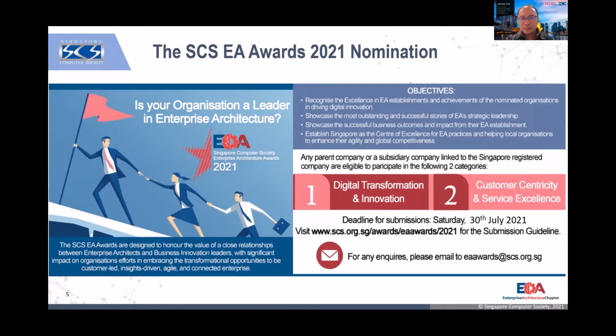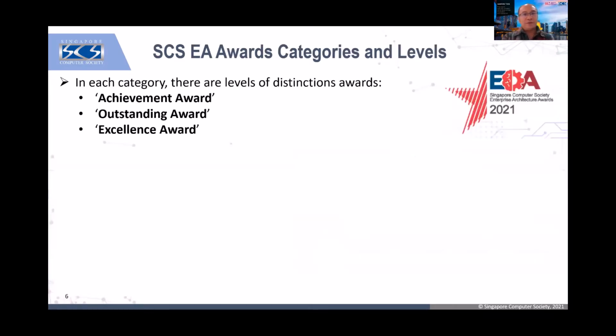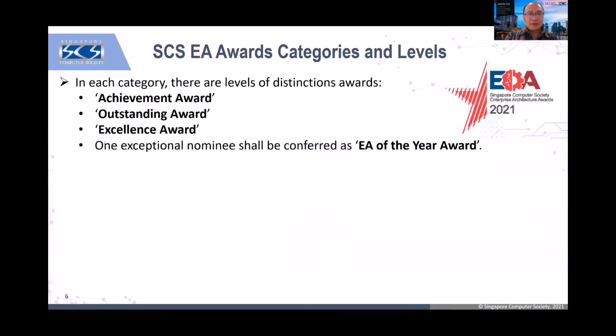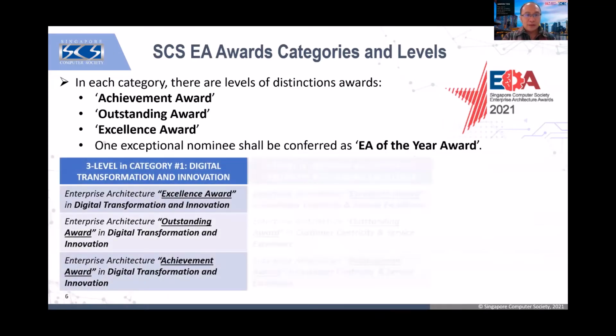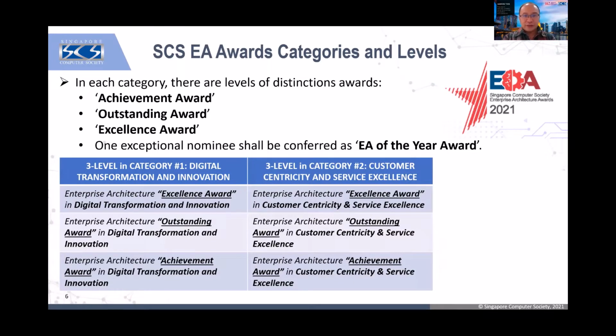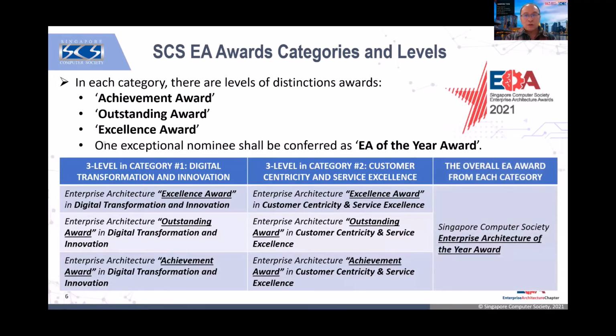And of course, there is the email and the website where you can find out more. So let me briefly cover the awards. There is a 3-level distinction award: achievement, outstanding, and excellent. And in each category there will be an EA of the Year award. So basically, 3 levels in each category, and there will be an overall award for each category. This becomes a memento or achievement through which the architect community can be recognized.